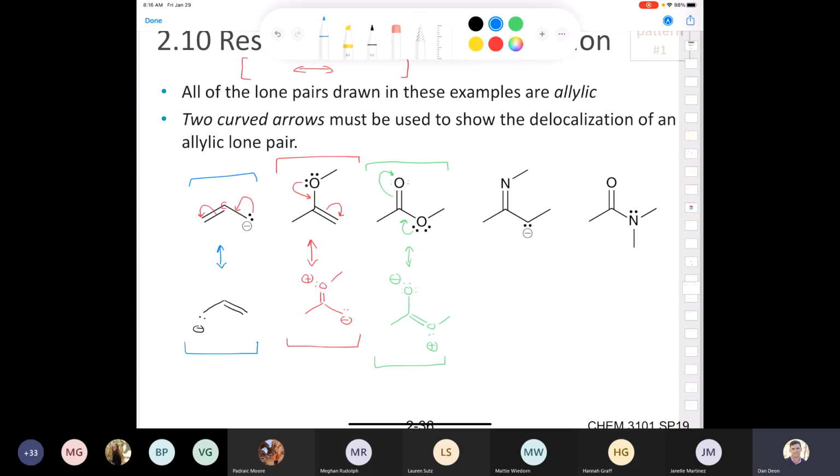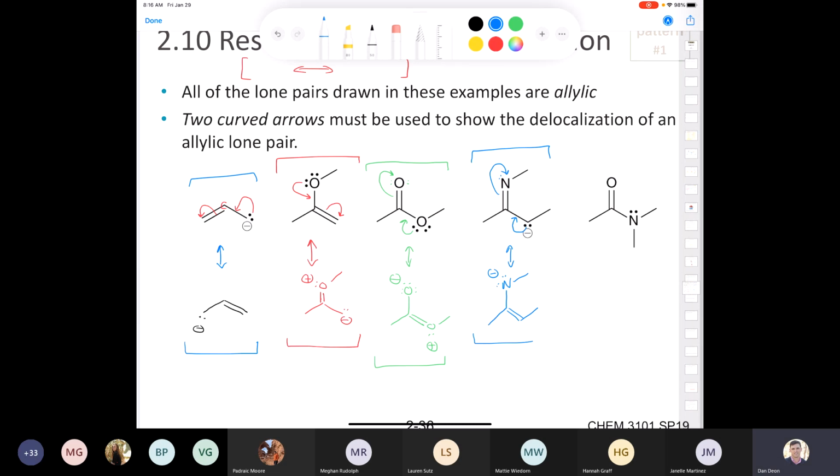Same thing on the next one. We're missing one lone pair that's left out here, but we do have an allylic lone pair. We're going to draw the curved arrow. We're going to put the pi bond and move those electrons up there like this. I've got my open bracket. So my nitrogen is going to have 2 bonds and 2 lone pairs. It will be negatively charged like that. And then I'm going to have a double bond here like this.